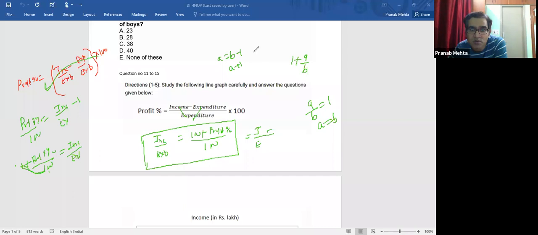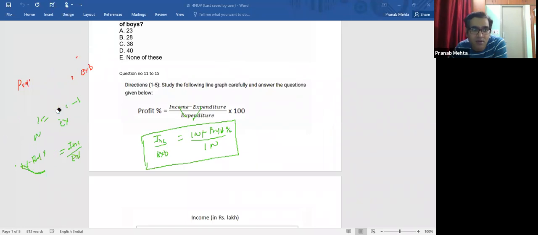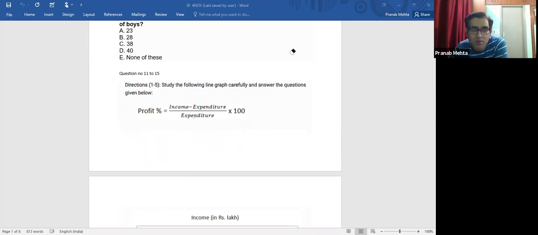So I'm going to erase this. All of you, please remember this because I'm going to use this data for solving questions. That income by expenditure, okay, I'm writing. Let me write it here. Okay, so income by expenditure is 100 plus profit percent by 100. We'll use this.